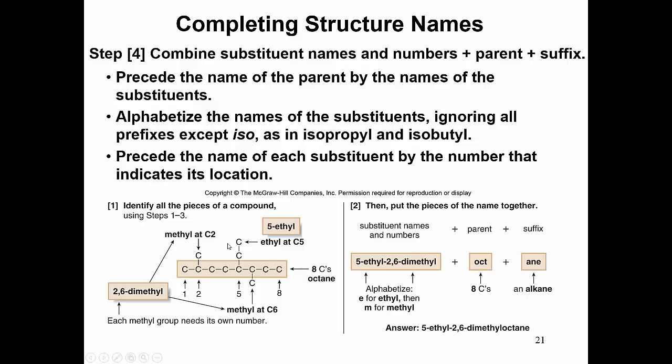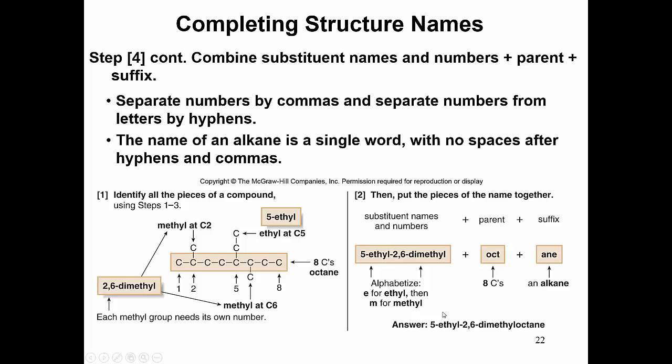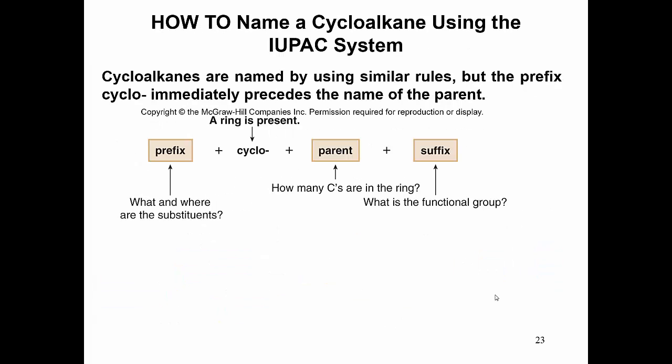So we put this whole thing together. We have a 2,6-dimethyl array here and a 5-ethyl. So 5-ethyl, E before M, 2,6-dimethyl octane. And notice that we use dashes in between when we do the substituents, commas in between numbers for the same substituent. So dash after 5, dash after ethyl, 2,6, dash dimethyl, and then octane. And there's your full answer. And this comes with some practice. And again, you separate the numbers by commas when they're together and separate numbers from letters by hyphens. Pretty simple. And the name's a single word, no spaces after the hyphens or commas. So we make that ethyl 2,6-dimethyl and put it all together again, just as shown before.